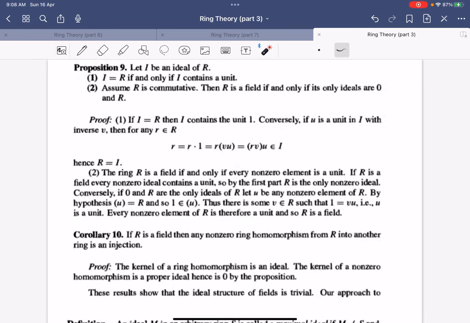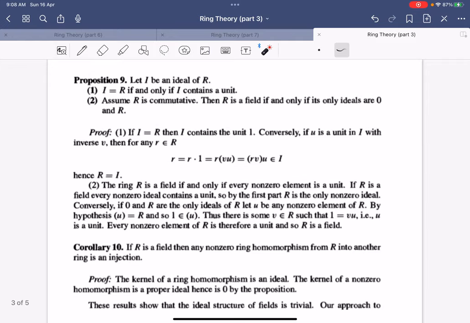And we have more properties that we can prove that help us determine when an ideal contains a unit, or when an ideal equals the whole set, or when a ring is a field. And so the ideal I equals the whole ring if and only if I contains a unit.